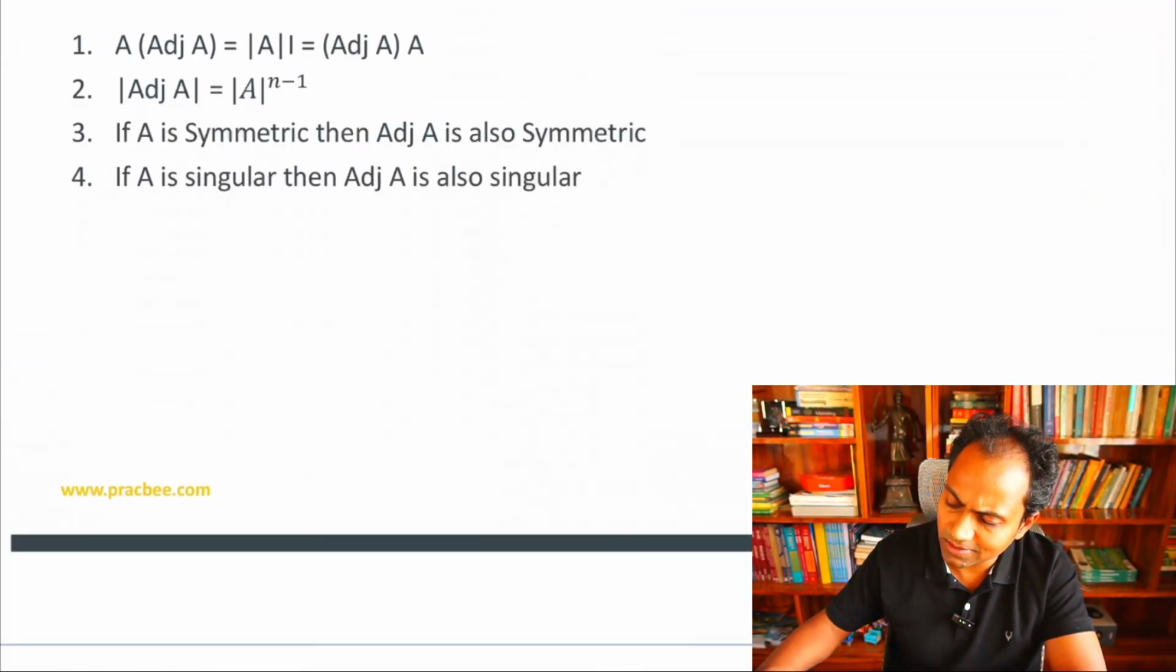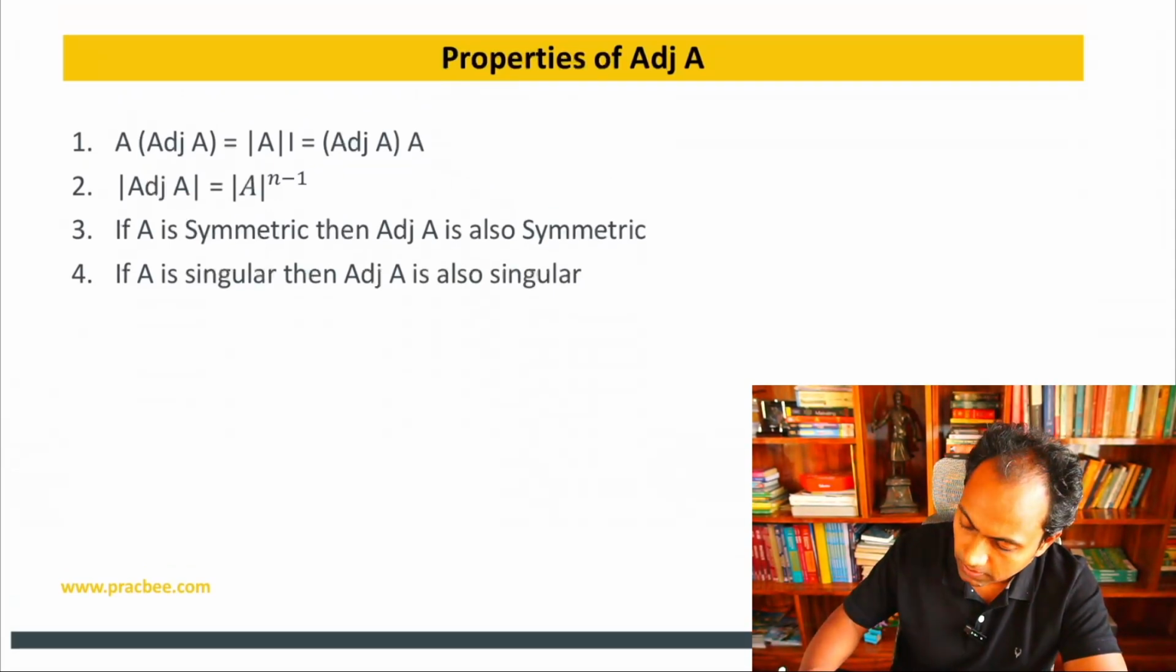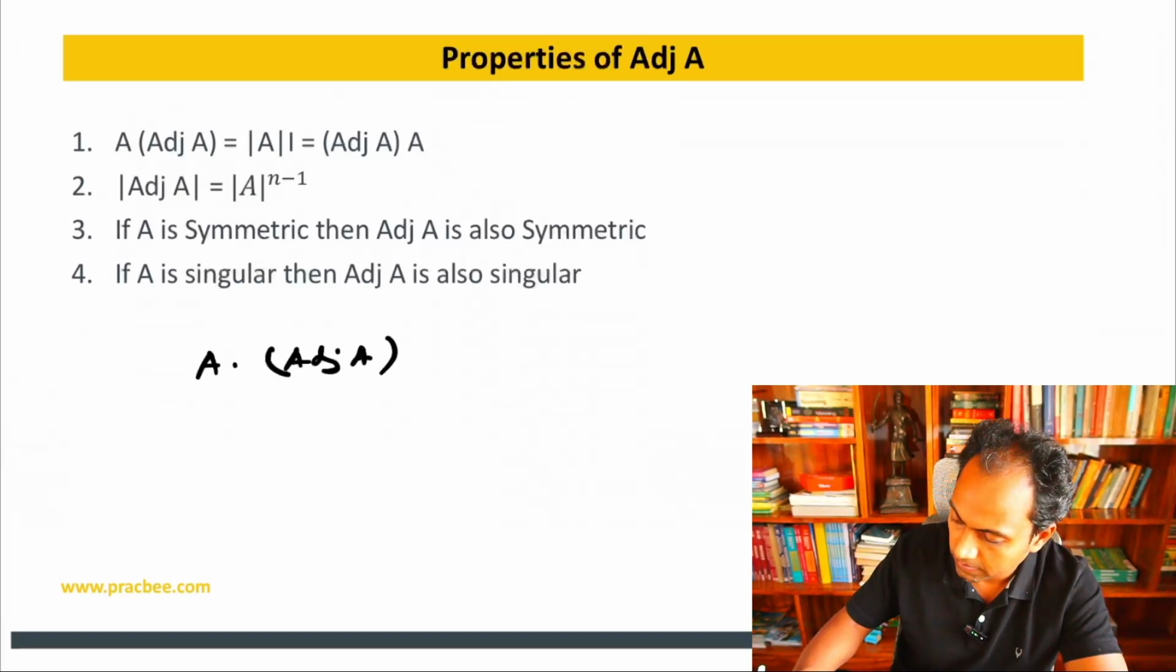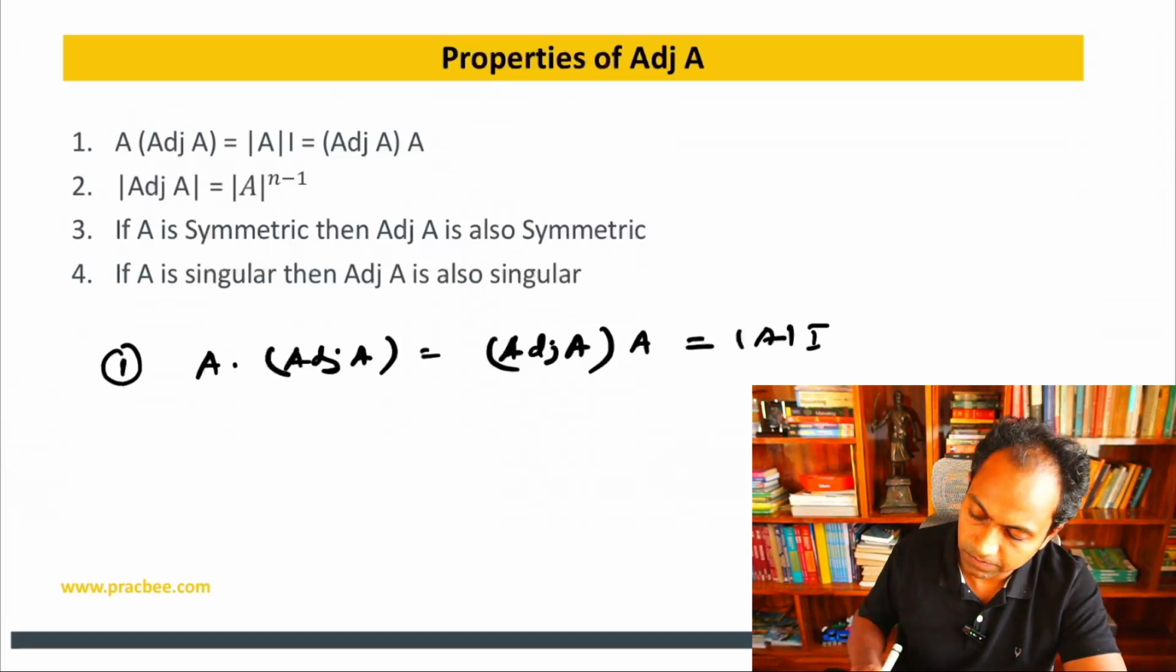Once you have got this, there are a few properties that you will also want to know. The most important property is, if we have A and if we multiply it with adjoint of A, it will be equal to adjoint of A into A, and this will be equal to determinant of A into I. This is a very important property.